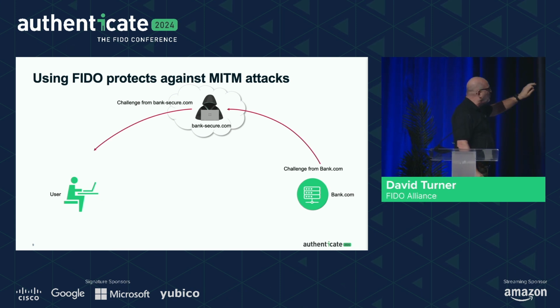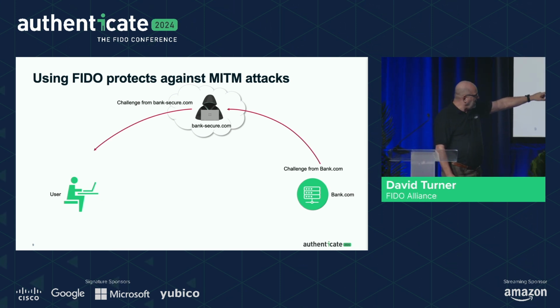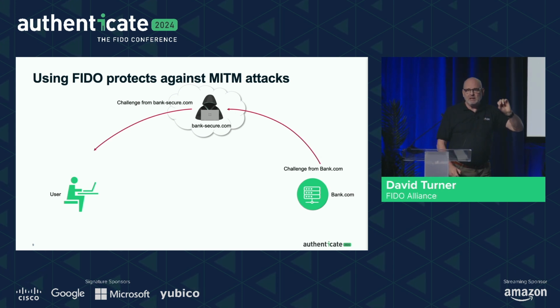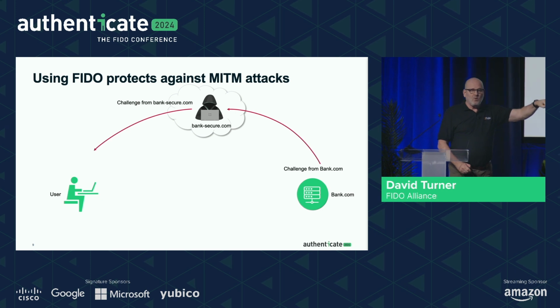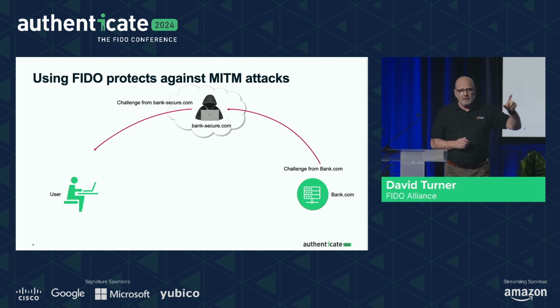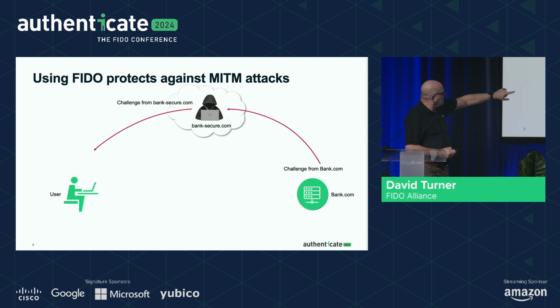Now, with the way the web works and the way HTTP works, the source of the request, so bank.com versus bank-secure.com, is a really, really important factor. And if you remember back when I was talking about how the key pair is bound to the relying party, it's through this domain, this relying party ID. And so what happens is that because of the way HTTP works and it gets redirected, the request no longer comes from bank.com, it actually comes from bank-secure.com.